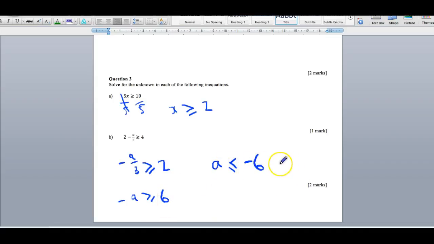So for this one being worth 2 marks, obviously if you got the final answer, which I'll put a square around, you get full marks. But if you had this and you had the inequality sign around the wrong way, you would probably only get 1 mark. Okay, let's move on.